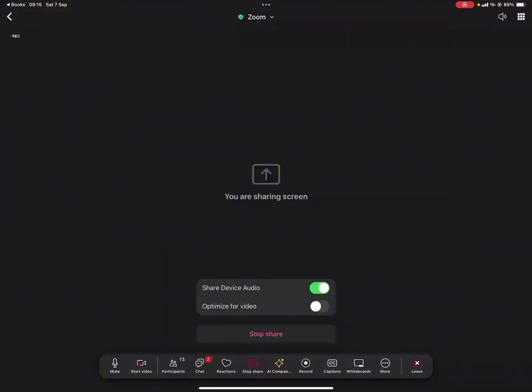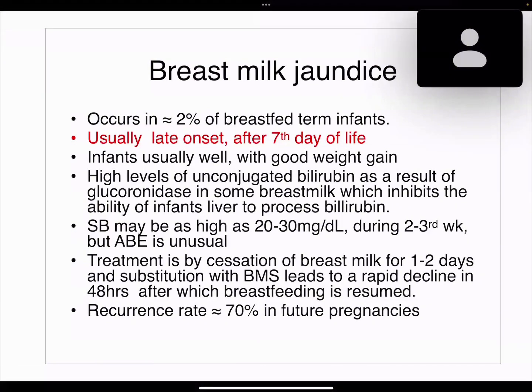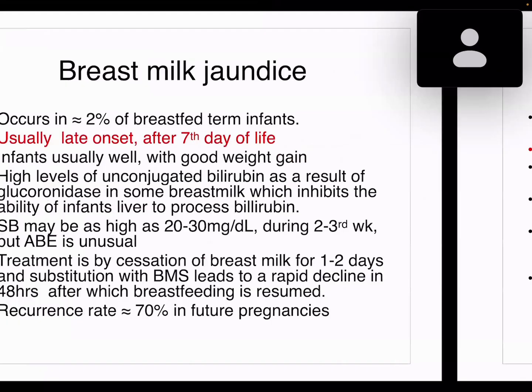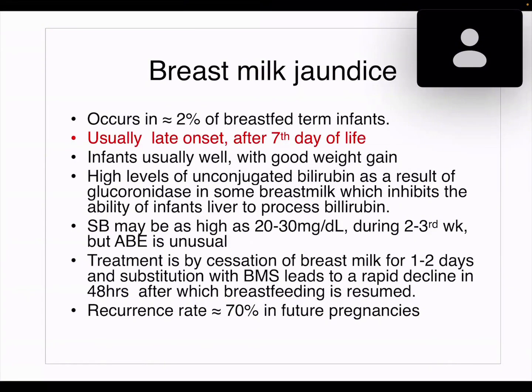All right. So for breast milk jaundice, it's usually as a result of the milk itself. However, for breastfeeding jaundice, it's usually as a result of reduced intake of breast milk. So let's differentiate the two of them.